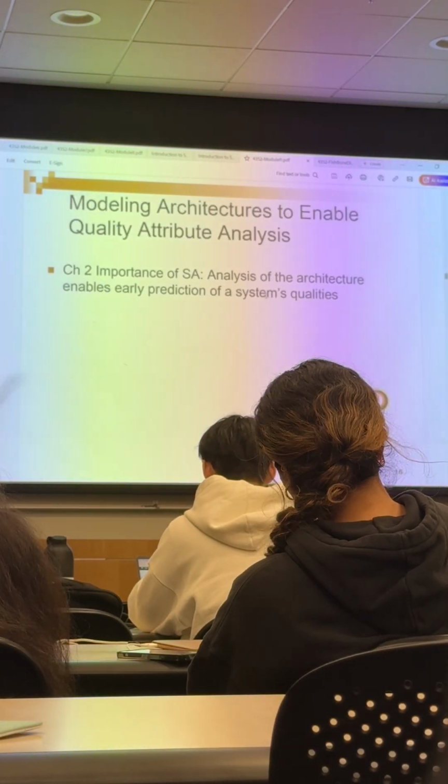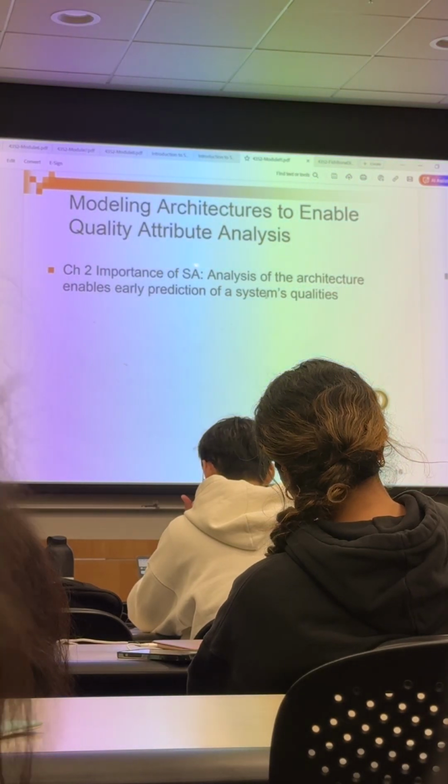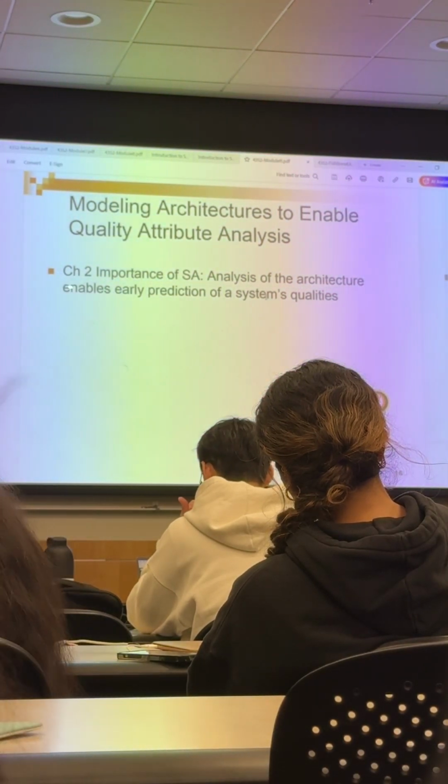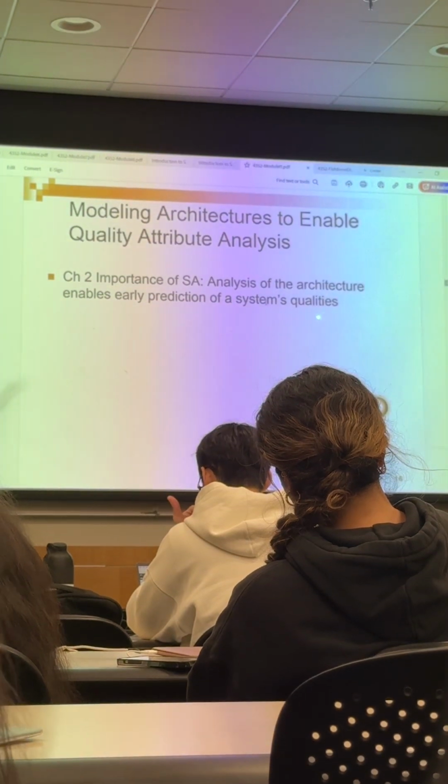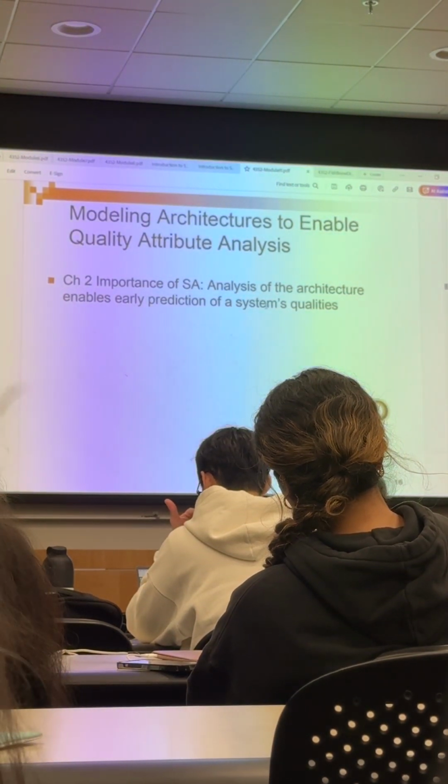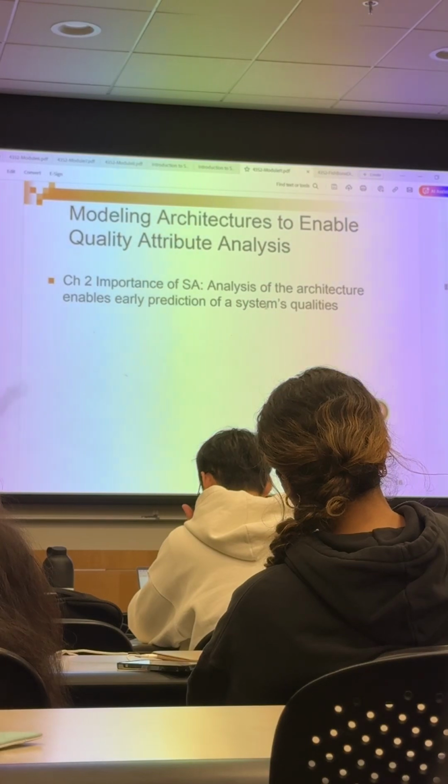This is chapter 14. So in chapter 2, we said that the importance of software architecture is analysis of the architecture enables early prediction of system quality. So if we can get some kind of analysis early on, then we can predict the system's qualities early on.